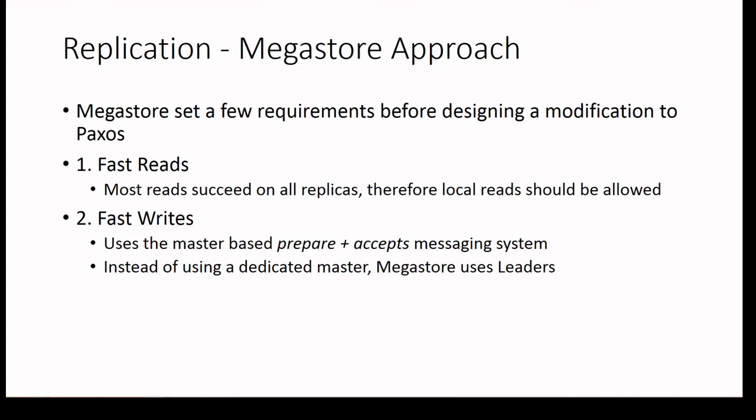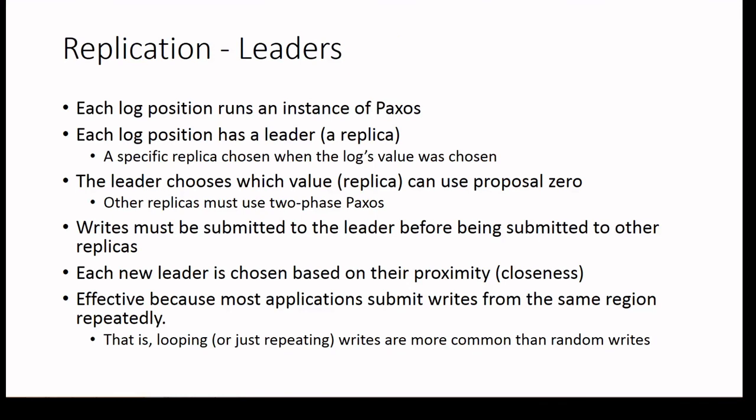to, instead of using dedicated masters, use what Megastore calls leaders. Now leaders are a specific instance of Paxos. They run on a per log position instance. That is, each log position has an instance of Paxos running. Each log position has a leader who is chosen. This leader is a replica, it's just like everybody else. So it's not a master because it doesn't have all of the extra hardware that a master would normally need. But it is a master because it does many of the master jobs. So that's what we're calling a leader.